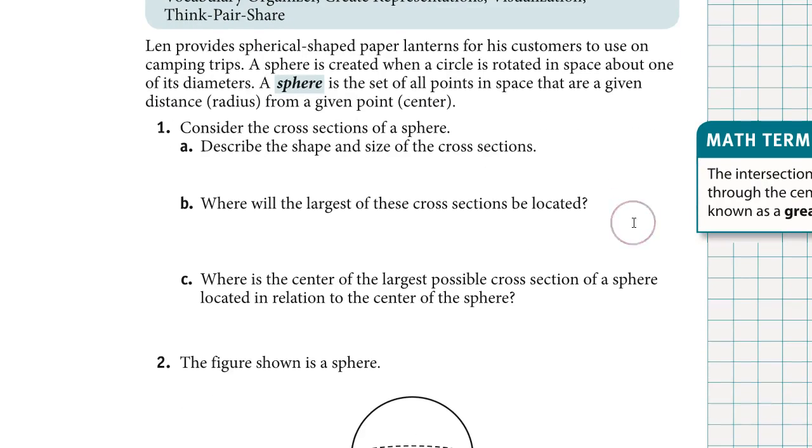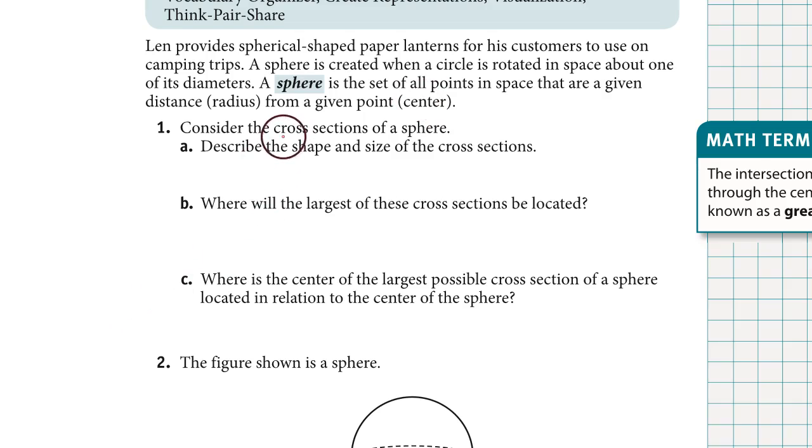First, let's discuss a sphere. A sphere is the set of all points in space that are a given distance from a given point. On a flat surface, the set of points that are a given distance from a given point is called a circle. Now think about in three-dimensional space. The set of points that are all equidistant from a center creates a sphere. A sphere is round, like a basketball or the Earth.